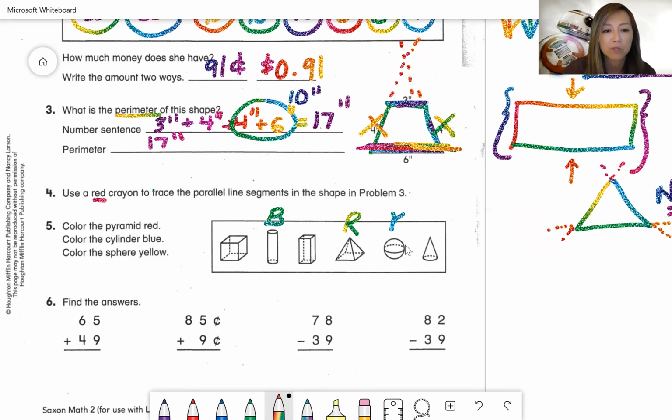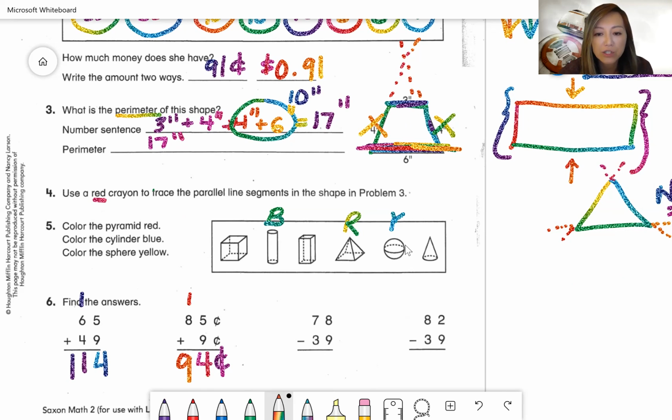Find the answers. Number 6, 65 plus 49. 5 plus 9 is 14. Put the 4 down, carry the 1. You already can see 6 plus 4 equals 10. 10 plus 1 is 11. So you have the answer of 114. The next one has a cent sign. Before you even start, you're going to make sure you bring that label down so you don't forget. 5 plus 9 is 14. Put the 4 down, carry the 1. 1 plus 8 equals 9.